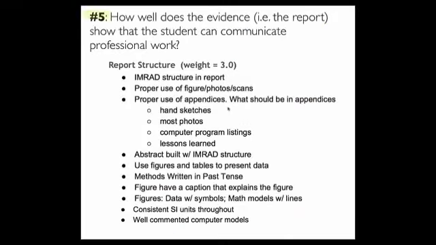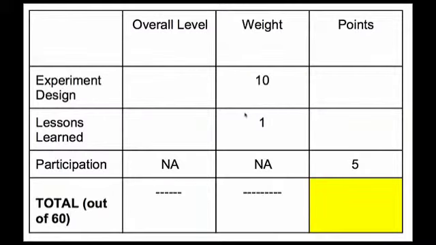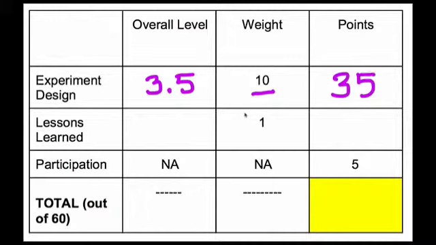And dimension number 5, how well does the evidence show that the student can communicate professional work? And all the stuff I'm looking for is listed out on the rubric. So I take each of the 5 dimensions and I average them using a weighted average, and you can see the weights on the scoring sheet, and I'll come up with an overall level of learning. So let's say you're at 3.5, and then this has a weight of 10, so 35 points would go over here. Then I look at lessons learned, and I measure the level of learning there.